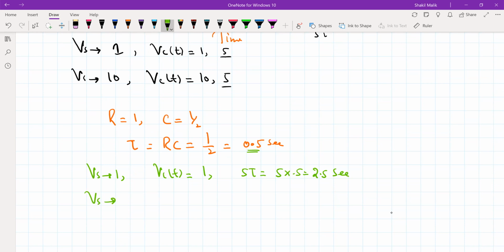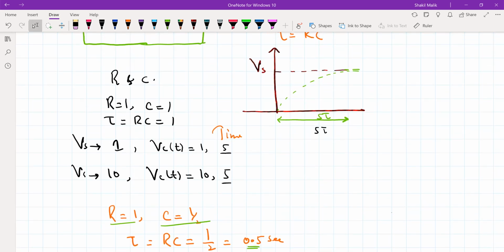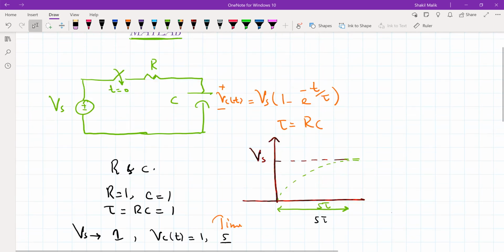Or if Vs is 10, then Vc should be approximately 10 in 5 time constants. 5 time constants means 5 tau, that's equal to 2.5 seconds here, for the example when R is 1, C is 1 by 2. And you can change this R and C and see the behavior. The important thing that you have to keep track of is how much is 5 tau, because we are assuming that in 5 time constants, the capacitor voltage approximately reaches the final value.